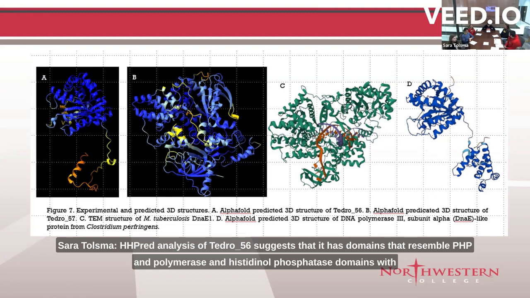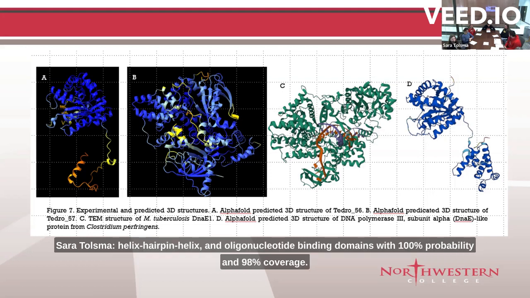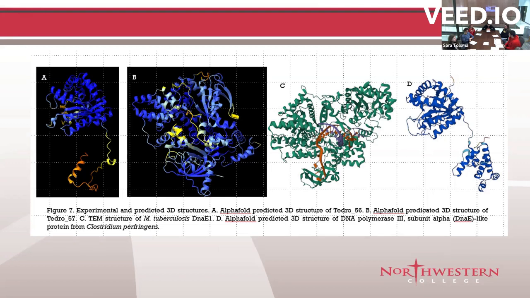HHpred analysis for Tedro 56 suggests that it has domains that resemble PHP and polymerase histidinol phosphatase domains with 100% probability and 93% coverage. HHpred analysis for Tedro 57 suggests that it has domains that resemble nucleotidyltransferase, PHP, NTPase, alpha subunit finger, helix hairpin helix, and oligonucleotide binding domains with 100% probability and more than 98% coverage.